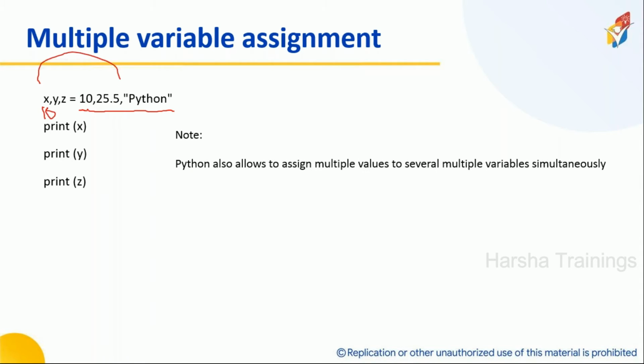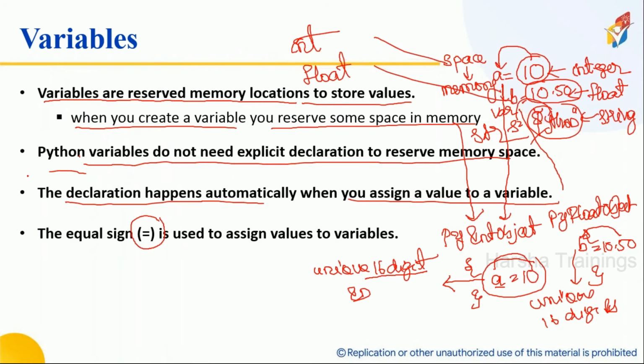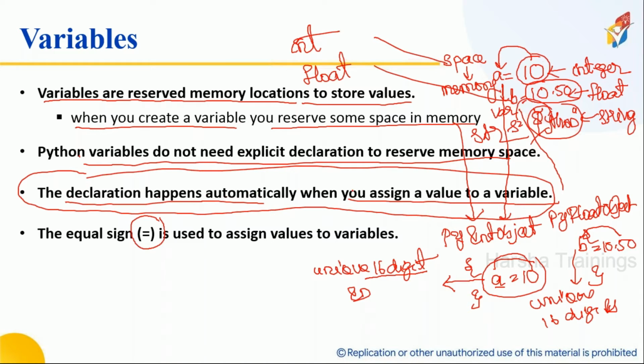Now, 10 will go to x, 25.5 will go to y, and Python will go to z. x means 10, y means 25.5, z means Python. Clear? Now I'll ask one question. Can you please read this statement? The declaration happens automatically when we assign a value to a variable.